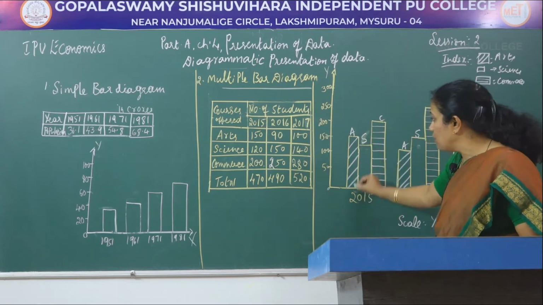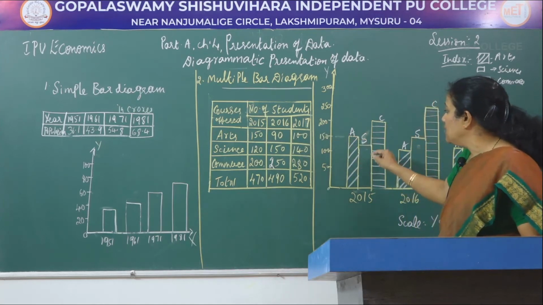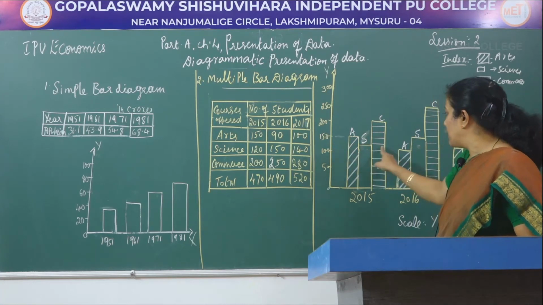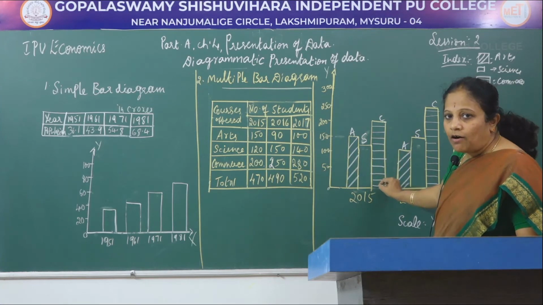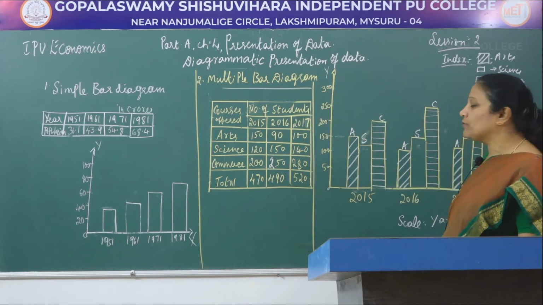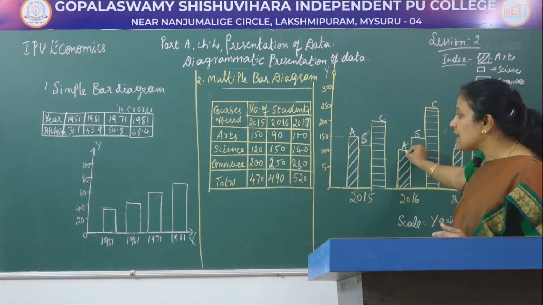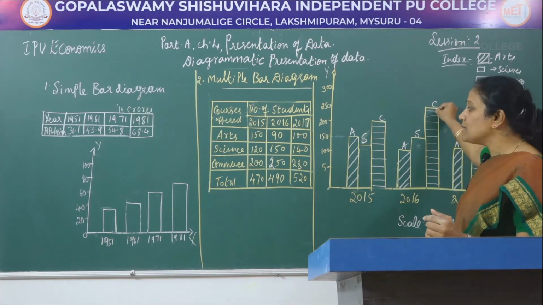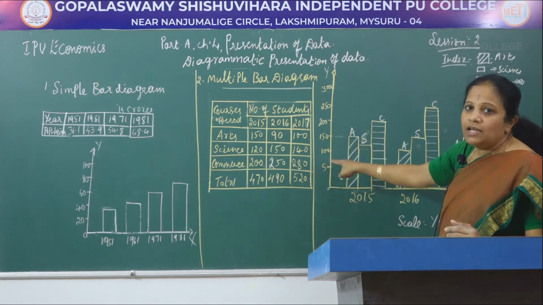In the year 2015, arts had only 150 students. It is mentioned here. Science had 120 students and it is marked here above 100. And commerce had 200 students and the rectangular bar of 200 is mentioned here with the strength of the students in commerce. So likewise in the year 2016, arts had only 90 students, science had only 150 students and commerce had 250 students, and it is marked accordingly based on these intervals.